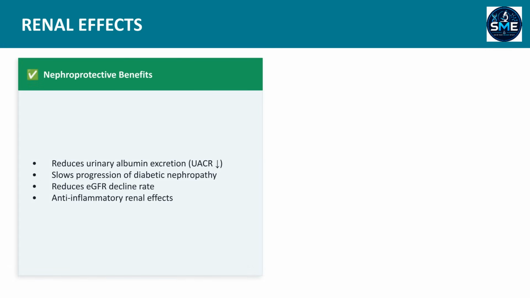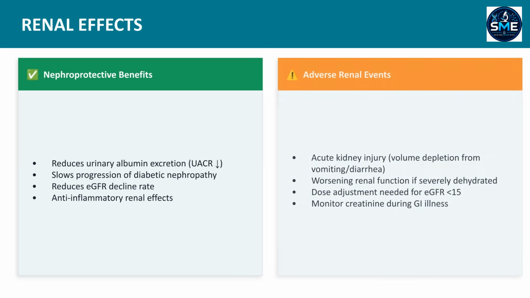Renal effects include nephroprotective benefits, such as reducing urinary albumin excretion and slowing diabetic nephropathy progression. Adverse renal events primarily include acute kidney injury due to volume depletion from severe GI side effects, requiring caution and monitoring.